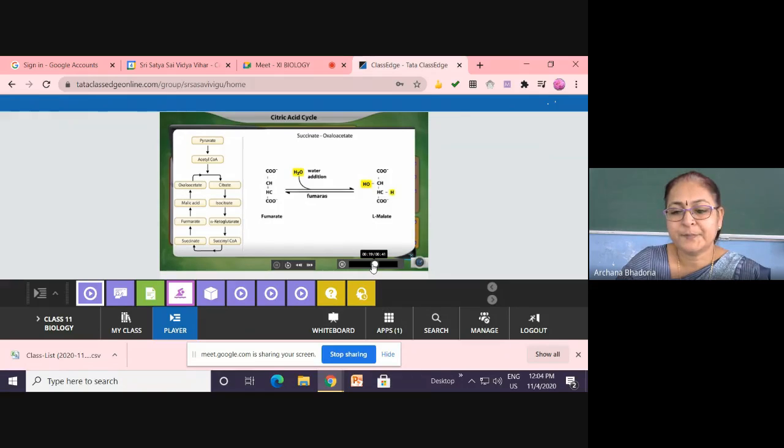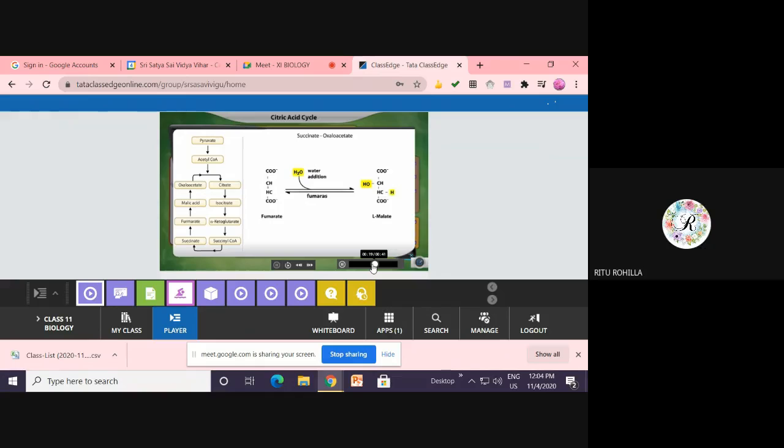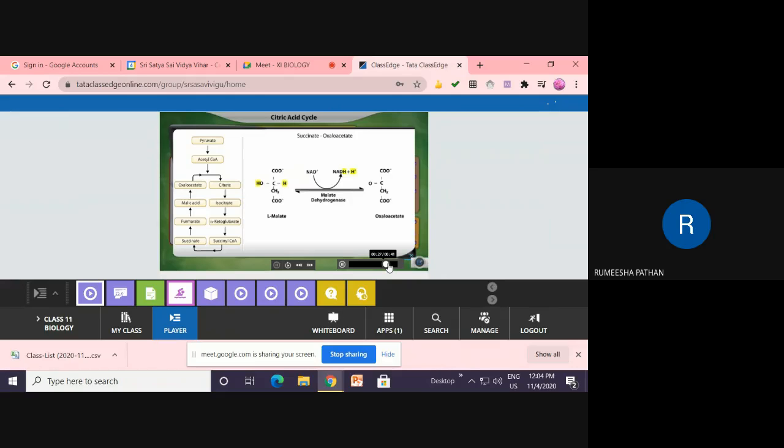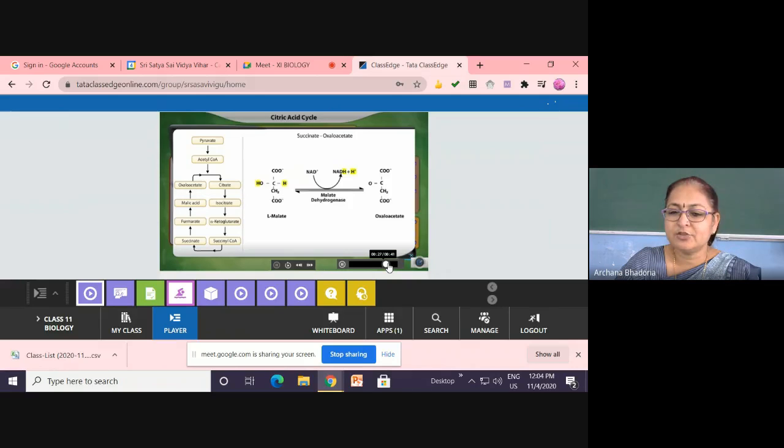Noted? Yes, ma'am. Okay, so completed all now, children? Malate is then dehydrogenated by malate dehydrogenase to oxaloacetate. This is done. Yes, ma'am. The malate getting converted into oxaloacetate or oxaloacetic acid. Okay, so this is the last, that is oxaloacetic acid is regenerated to continue the cycle.